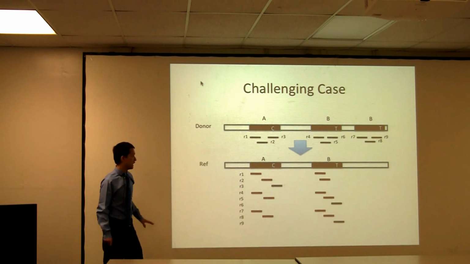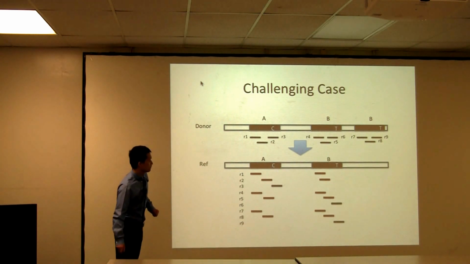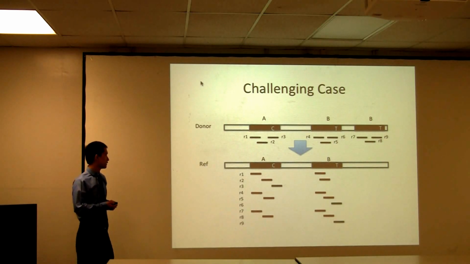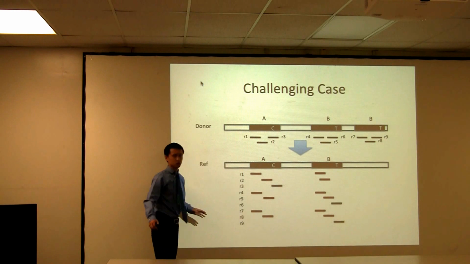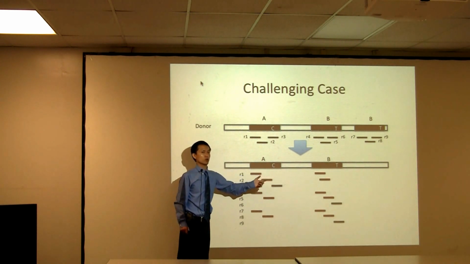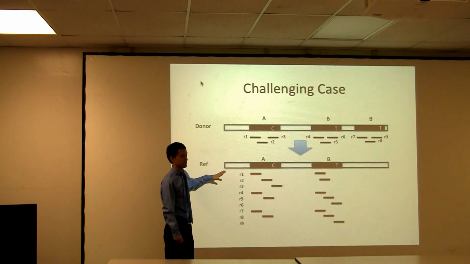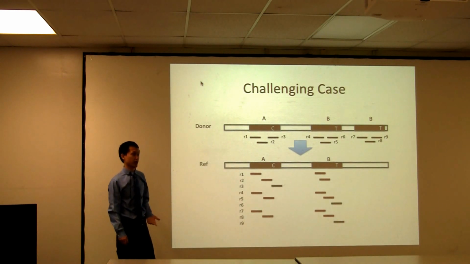In this example, we have 6 multiple mapping reads and 3 unique mapping reads. So if we discard all those multiple mapping reads using the traditional method, the read depth of region A and region B will be lower than the other regions, and the method will predict them to be deletion. Of course, this is not correct.